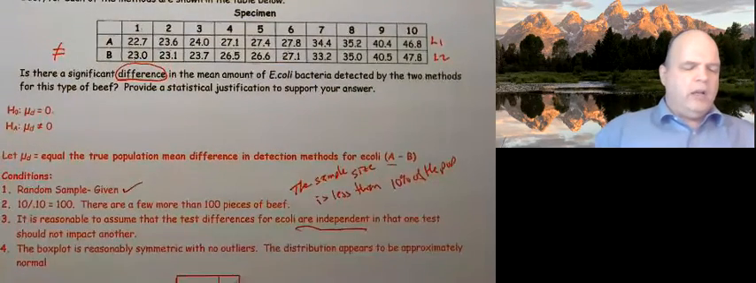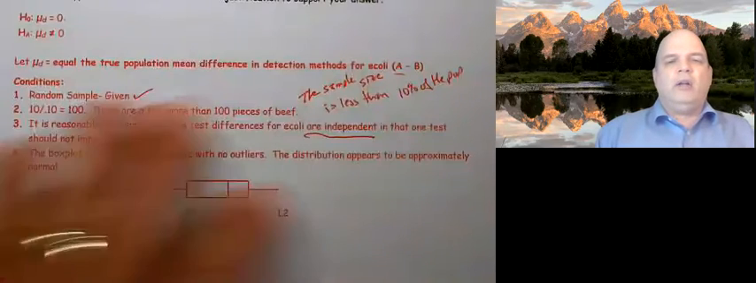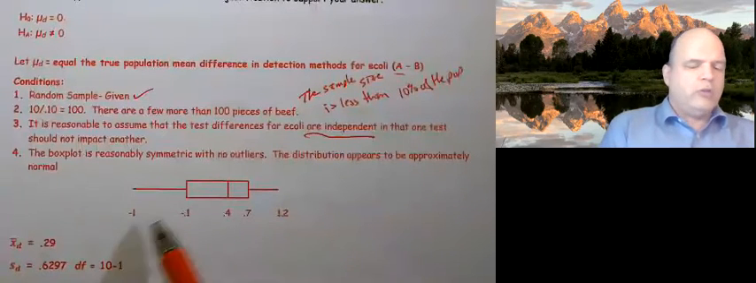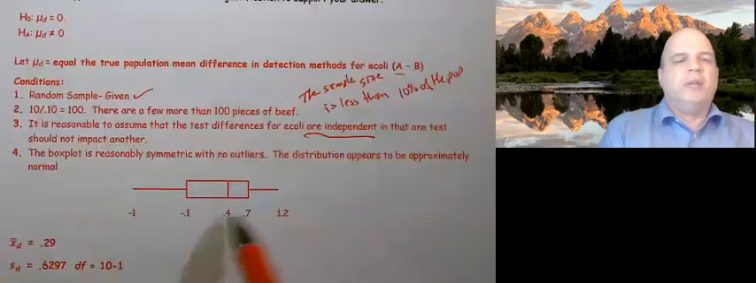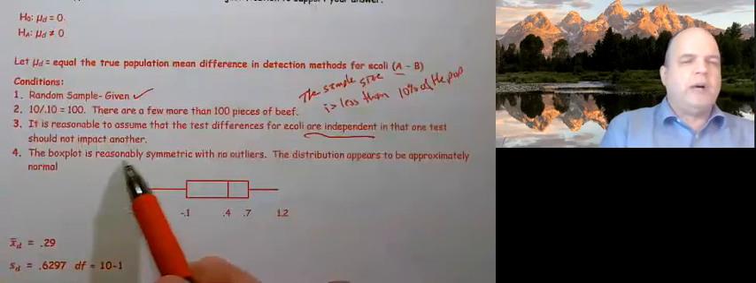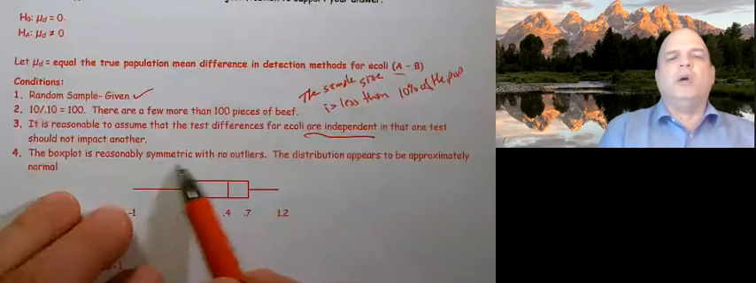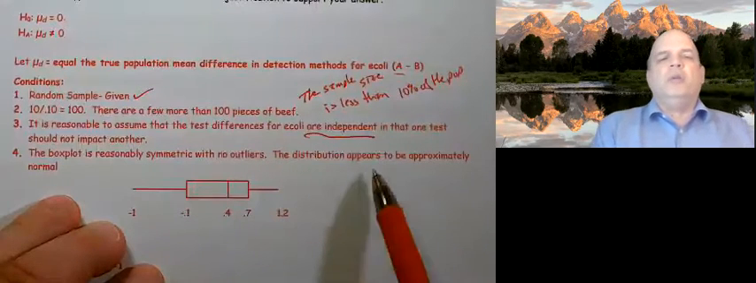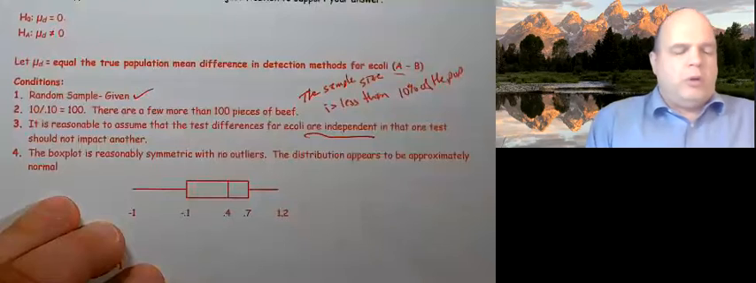Now, reality is I'm not very good at drawing scales, so I label the major points. That's good enough. And I say that the box plot is reasonably symmetric with no outliers. The distribution appears to be approximately normal.